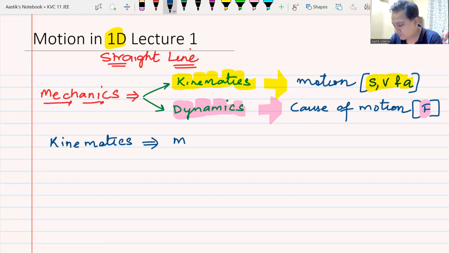Now, we must understand that this motion could be of various types, and that is what we are going to study. How can I bifurcate or classify this motion? That is how we begin our lecture. This motion can be of how many types?